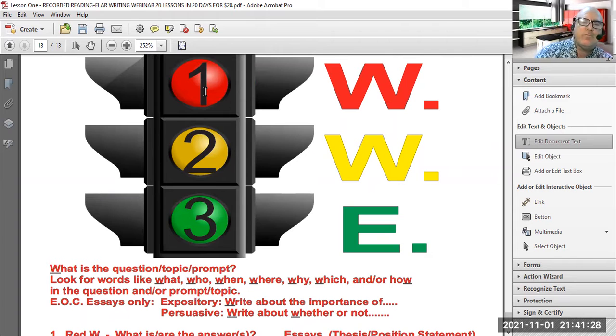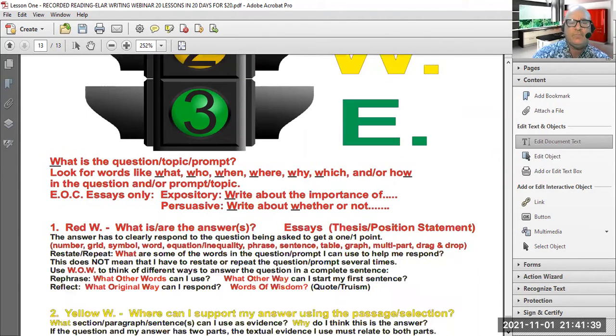If you only answer part of the question, then you're only going to get part of a 1, and there's no such thing, so you'll get a 0 for that. Okay, so the red light: how to get the 1, what is the answer? In order to get a 1 on an expository or persuasive essay, we need a thesis or a position statement. They have to look for something that clearly responds to the topic in a complete sentence.